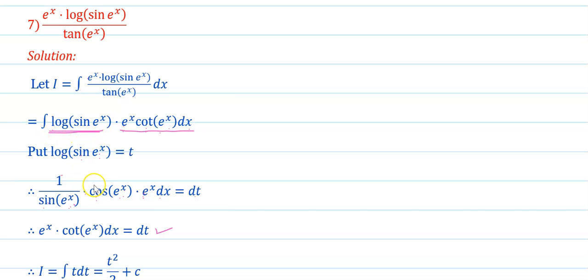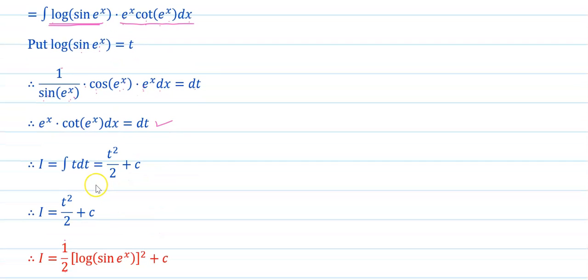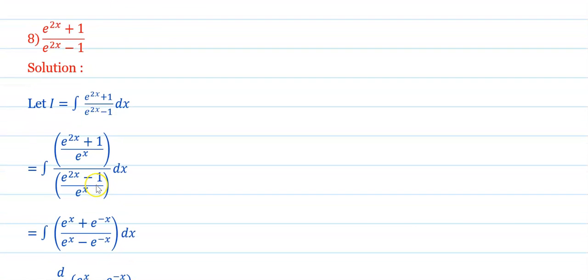Okay, now the next problem. Problem number 8. e raised to 2x plus 1 upon e raised to 2x minus 1. Let I is equals to integral e raised to 2x plus 1 upon e raised to 2x minus 1 dx. Now in this case, we will divide the numerator and the denominator by e raised to x.